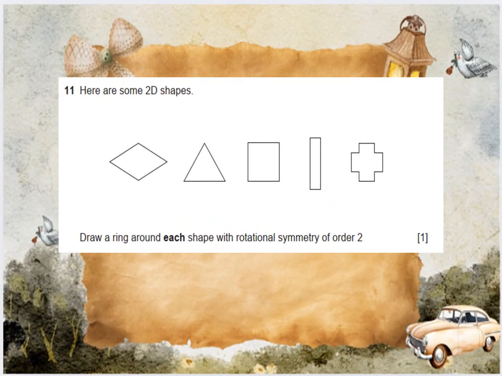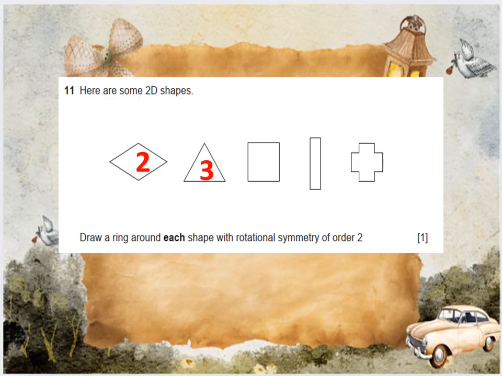Here are some 2D shapes. Draw a ring around each shape with a rotational symmetry of order 2. The first one is a rhombus, as it has 2 lines of symmetry, so it will have order 2. This is a triangle. I can say it's an equilateral triangle, so it's 3. Or if it's an isosceles triangle, it will have only 1, so it's not order 2.